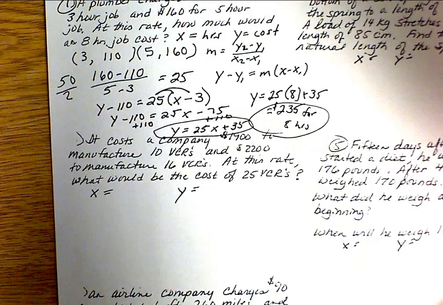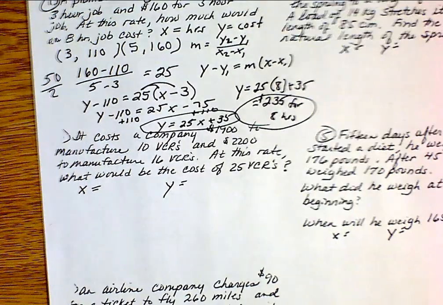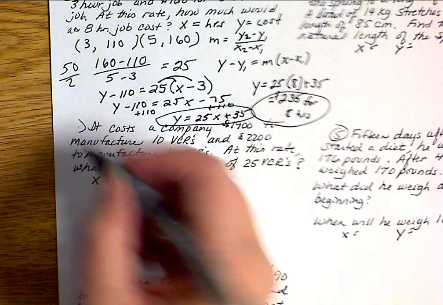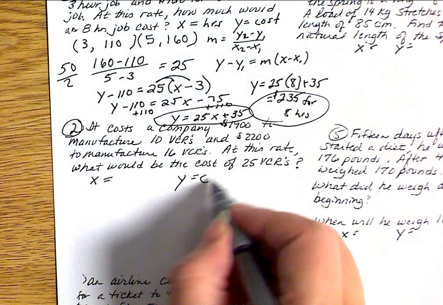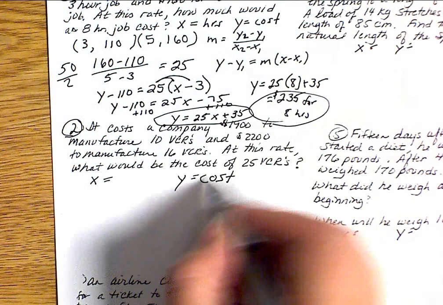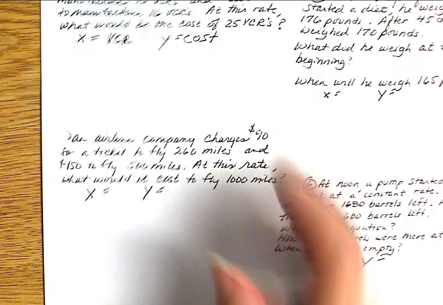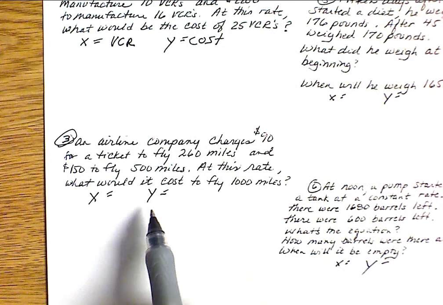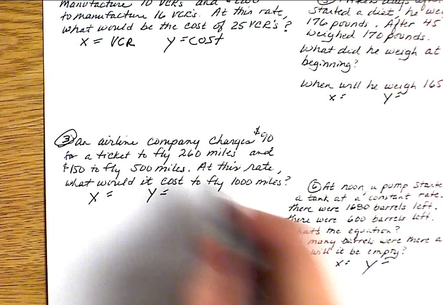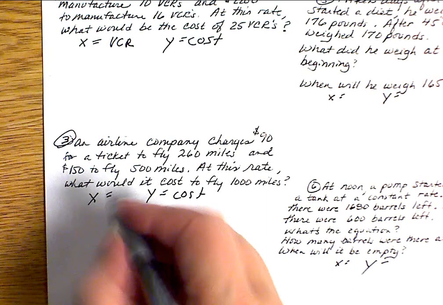All right, so your y's, ladies and gentlemen. In number 2, what is your y? Cost is right. So your cost is your y, VCRs is your x. In number 3, again, your y is cost, and your x is miles.